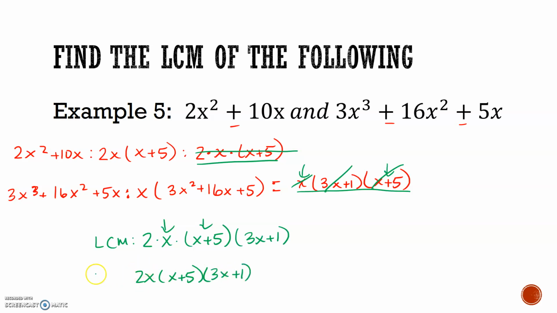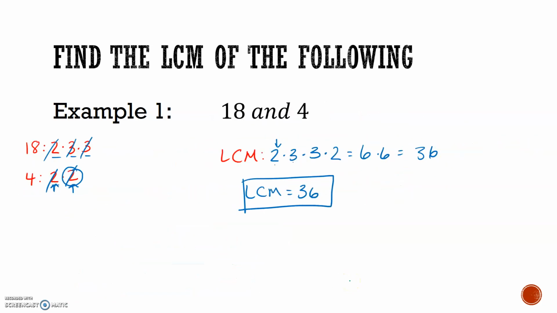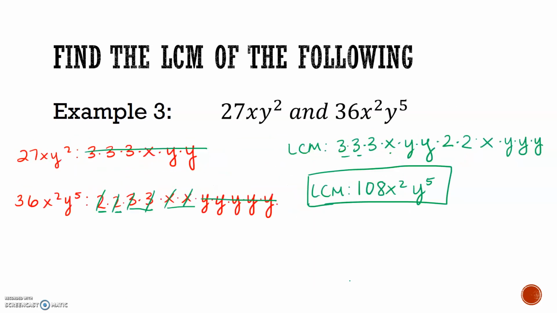And again, no need to simplify that by multiplying it together when they're factors like this, when they're binomials. Only do that if there's just variables and a number like in examples 1 through 3. Okay, that's it.